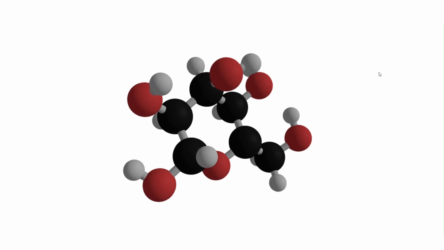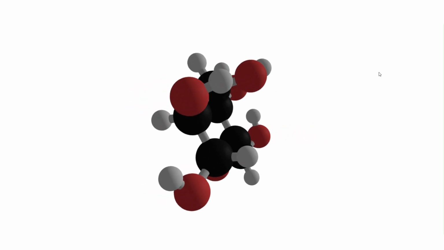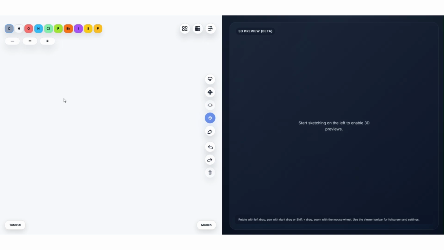Ever wondered how your body's fuel looks in 3D? Let's build glucose atom by atom. Open Molecularity on ChemVerse. Today we're constructing glucose, C6H12O6. First, build the inner ring, 5 carbon atoms and 1 oxygen atom.